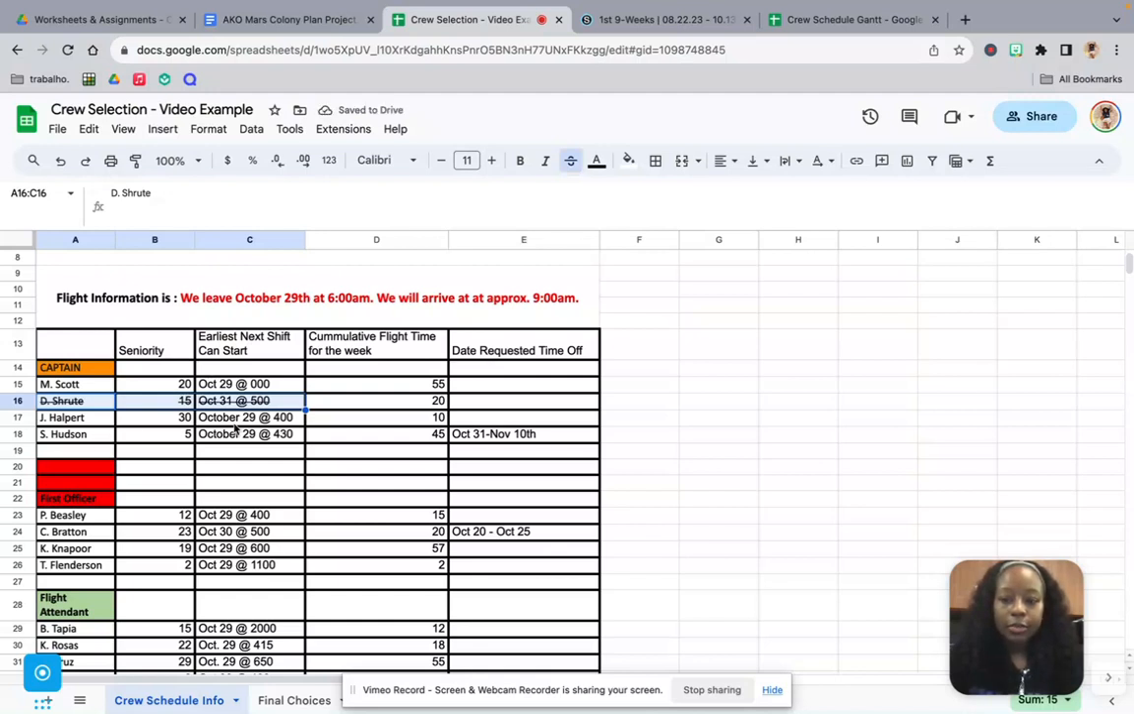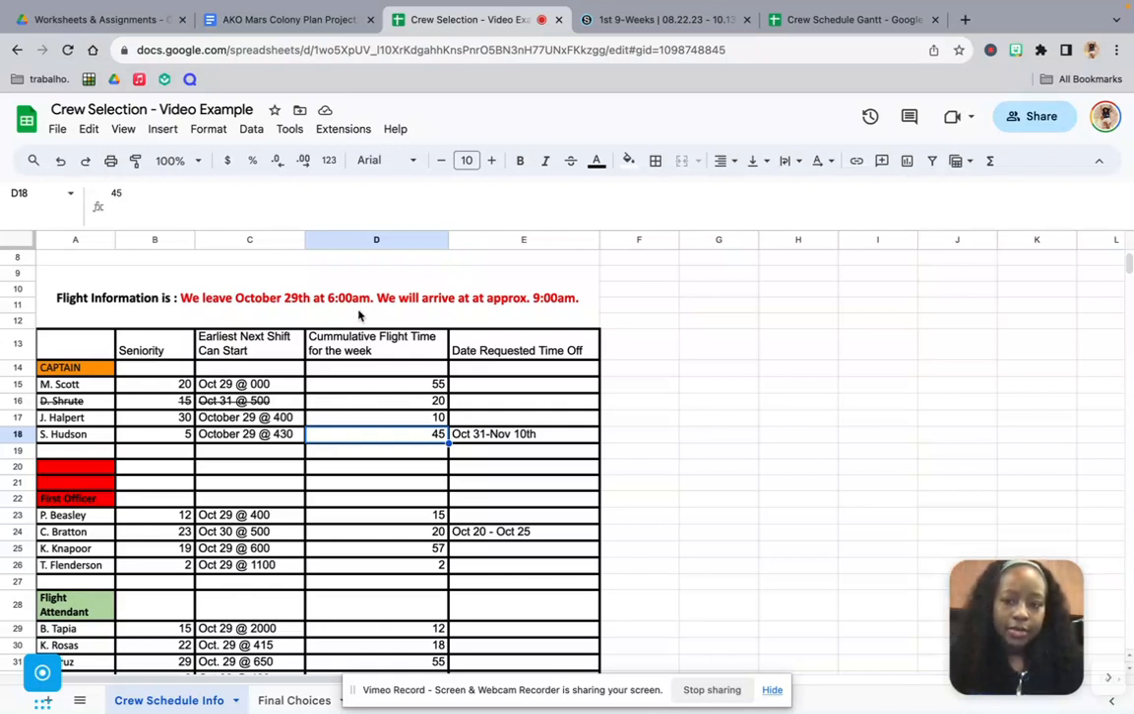Jay Halpert is available October 29th at 4, and S. Hudson is available October 29th at 4:30. So these two are both available technically. All right. Let's look at their flight time for the week. So remember, they cannot be at 60 hours for the week. All right. So it looks like S. Hudson has 45 hours already for the week, and Halpert has 10 hours for the week. So it could kind of go either way there, but S. Hudson is pretty close to 60 hours.